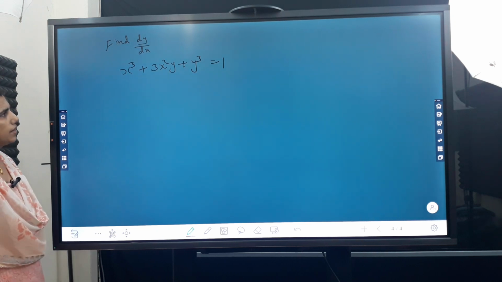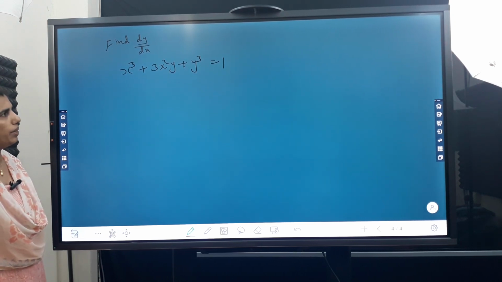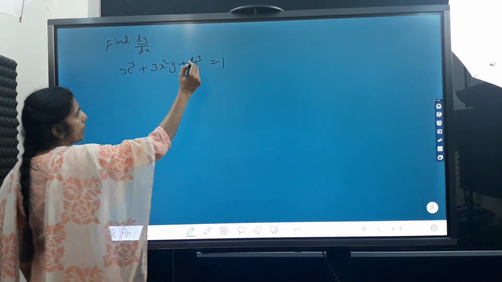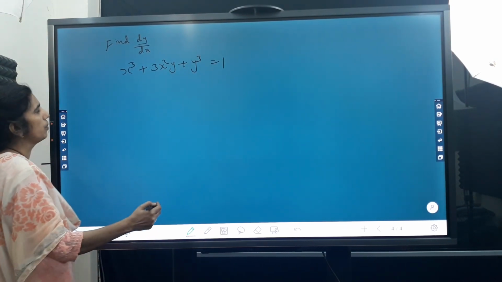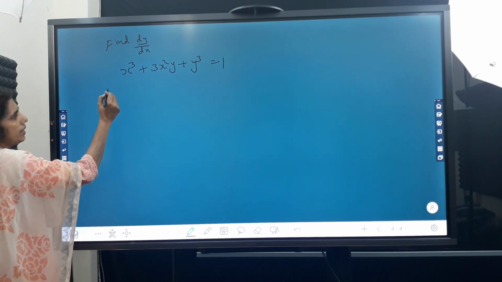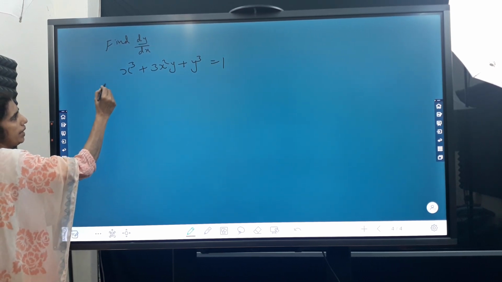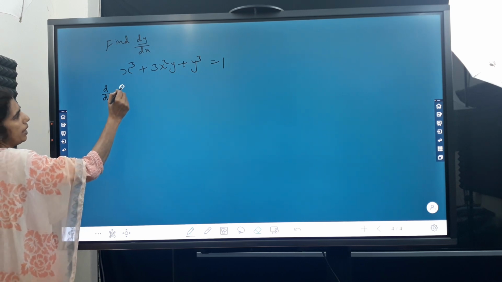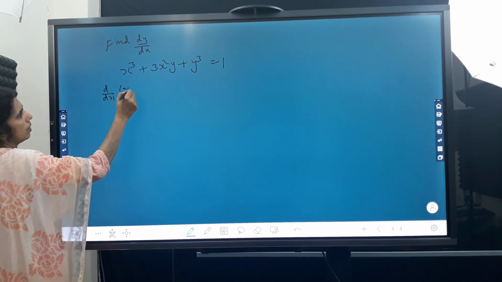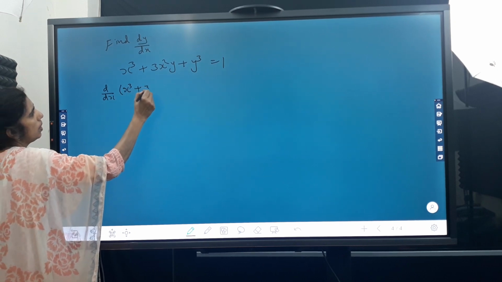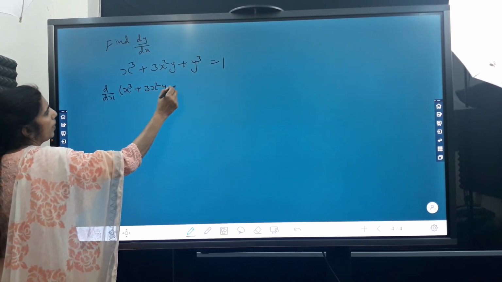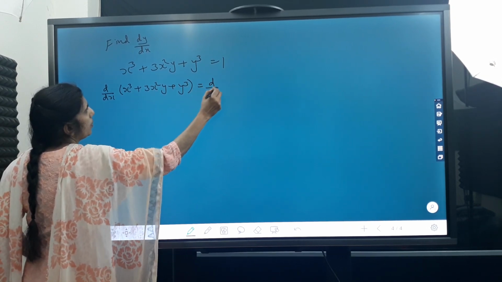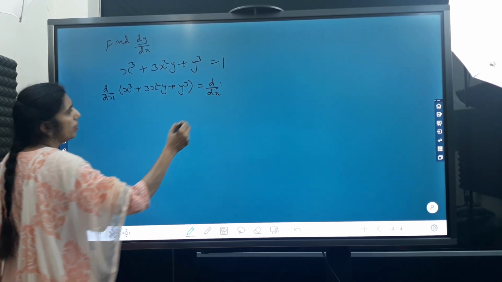x cube plus 3x square y plus y cube equal to 1. This is also of the form f of xy is equal to 0. So we take first step, we take d by dx on both sides of the equation. So you have d by dx of x cube plus 3x square y plus y cube equal to d by dx of 1.